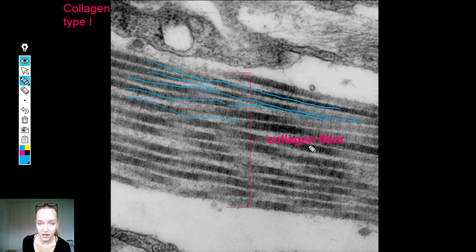This fiber can be seen also in light microscope. So we can see fibers in light microscope, but we are not able to see these fibrils, of course, because as we said already, they are 75 nanometers thick. So we are not able to see them in light microscope, only fibers.